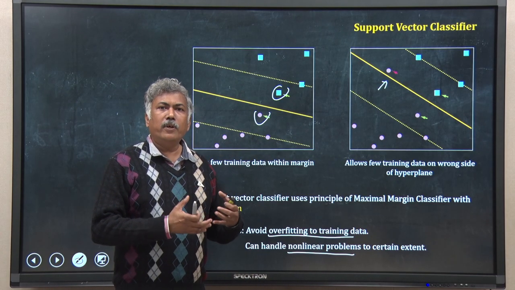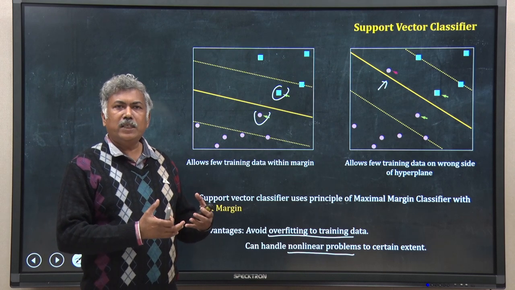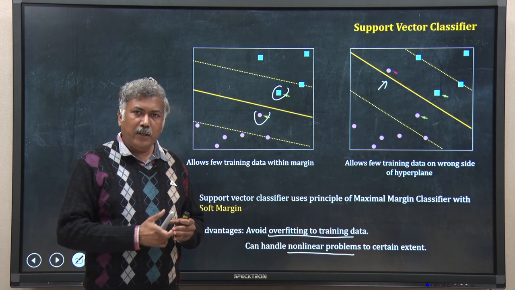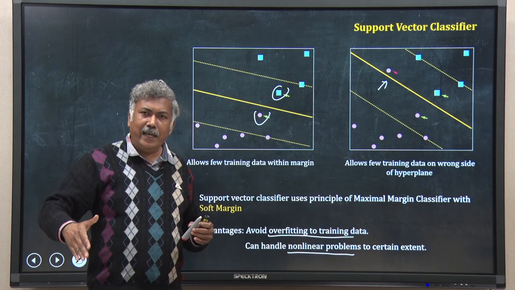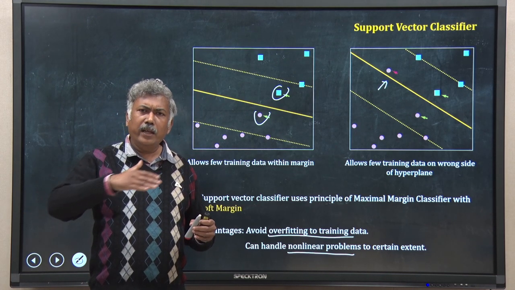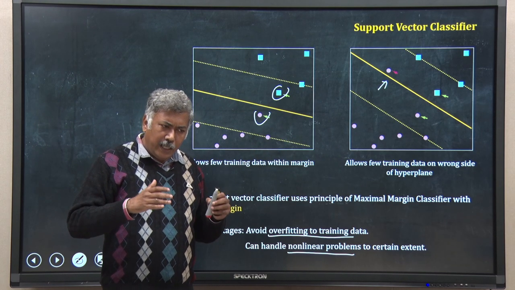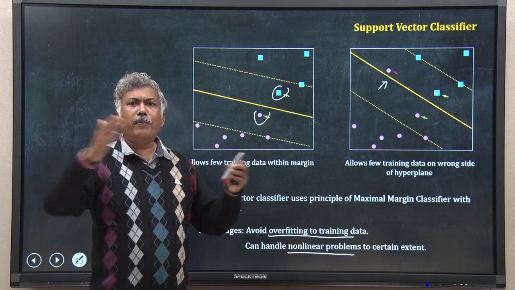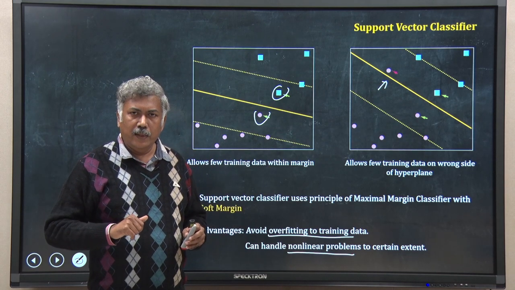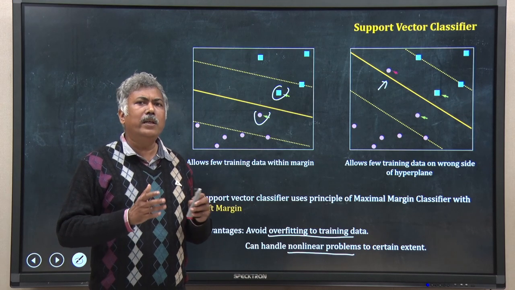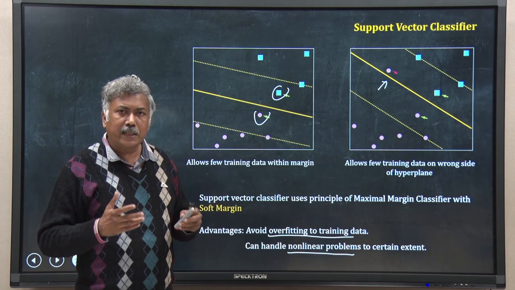See, both the support vector classifier and the original maximal margin classifier are linear classifiers, aren't they? Because either I am creating a straight line, or a two-dimensional plane, or an n-1 hyperplane. Essentially, it is a linear separation of two classes. But that may not always be true. Sometimes we may have nonlinearity in the training data set itself.